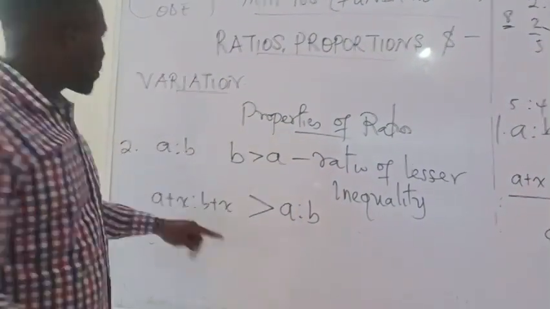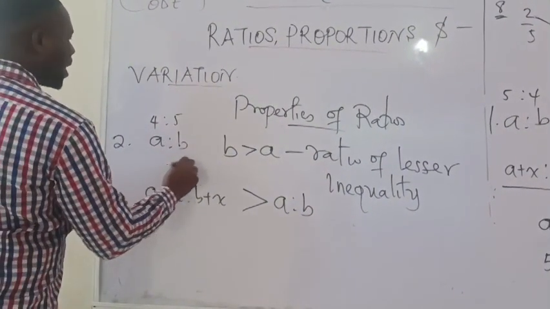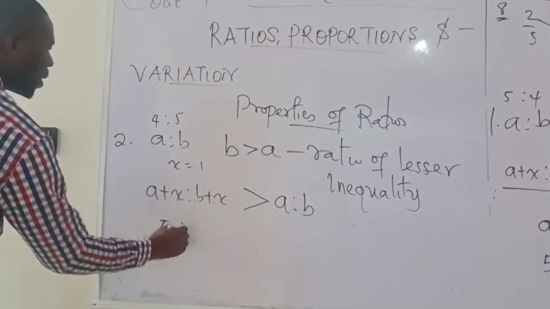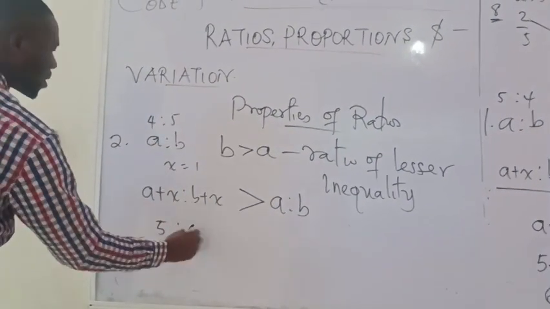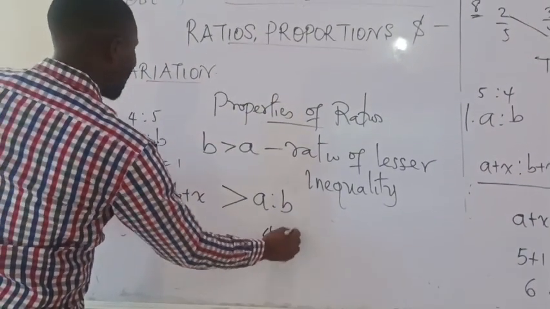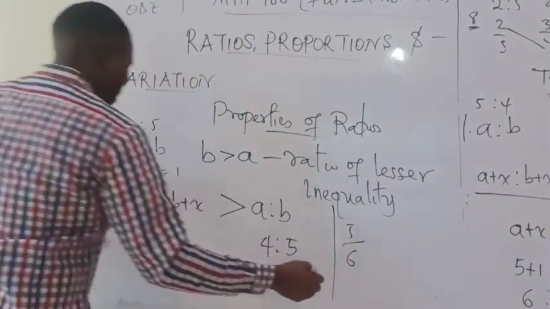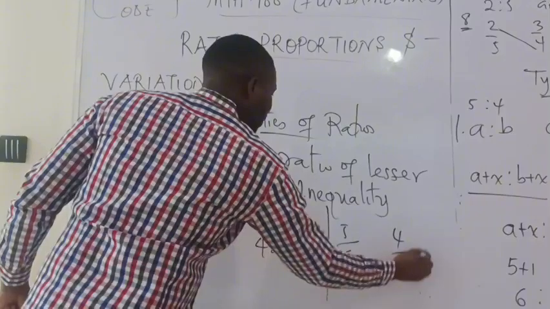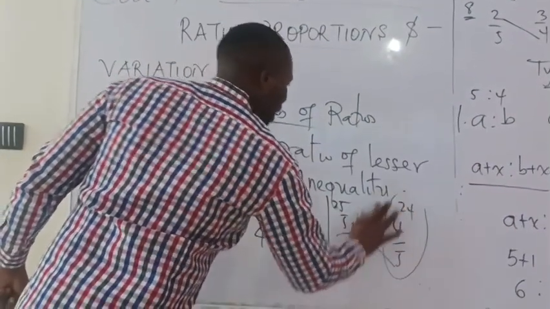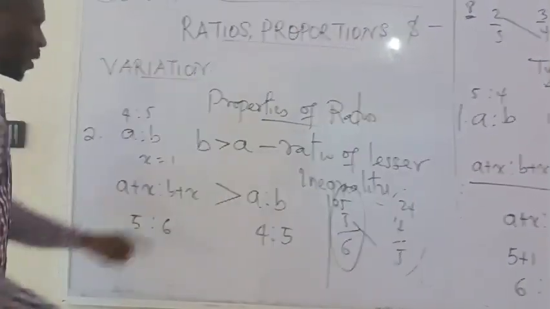So we will give it a try. Let's assume this is less than, so this is a 4 and this is a 5. And let's still say x is 1. This is 4 plus 1, that is 5, and 5 plus 1 is 6. Let's see if this would exceed or be less than this. We could compare 5 to 6 with 4 to 5. This is 25, this is 24. And right in your own eyes, you could see that this ratio is more than this. And it validates this fact.